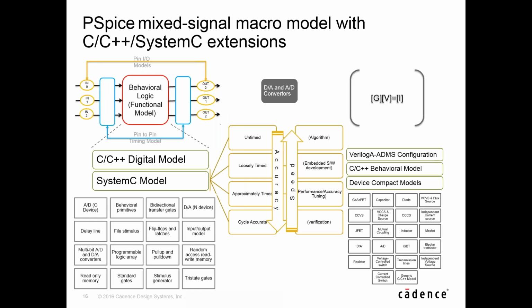So now if you need to model something like memory or a D to A converter, you may actually be designing those converters, those devices, so you'll have access to the SystemC or C++ digital model. So now we can use that in the PSpice simulation engine. Additionally, we've enhanced the analog side of the simulation engine to also understand things like C and C++ behavior models for analog devices, and also Verilog-A and ADMS configuration models.